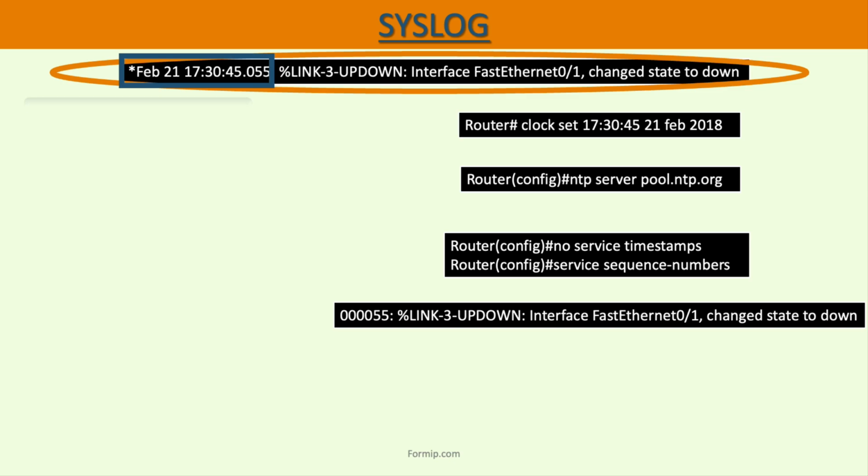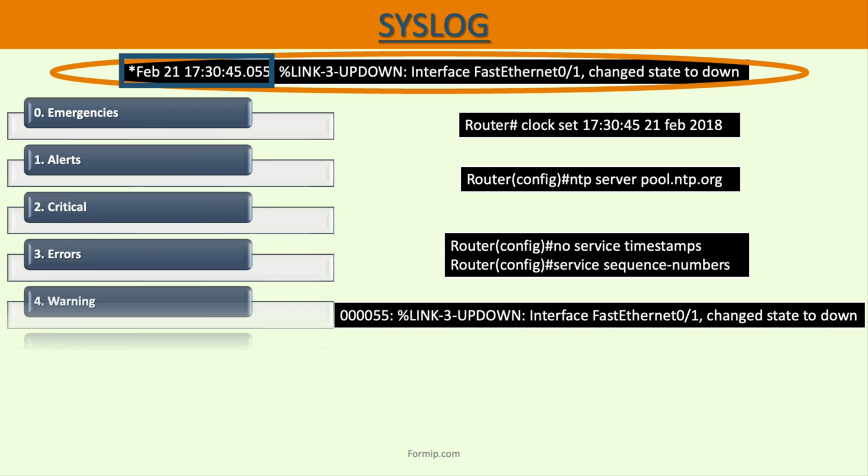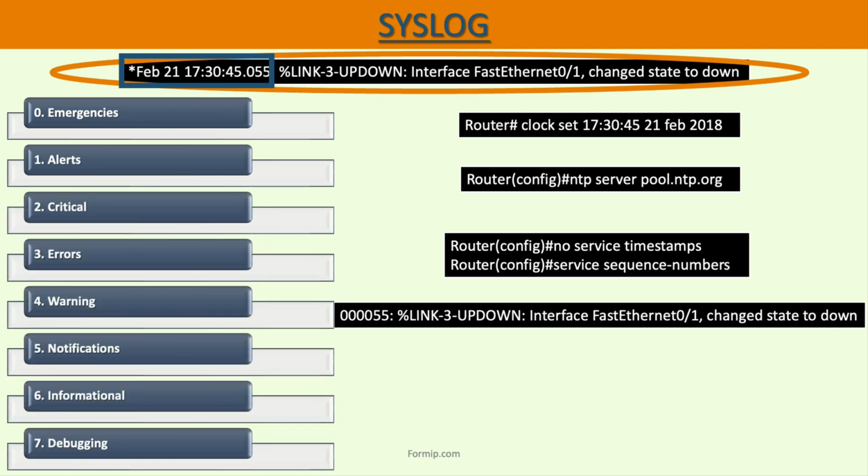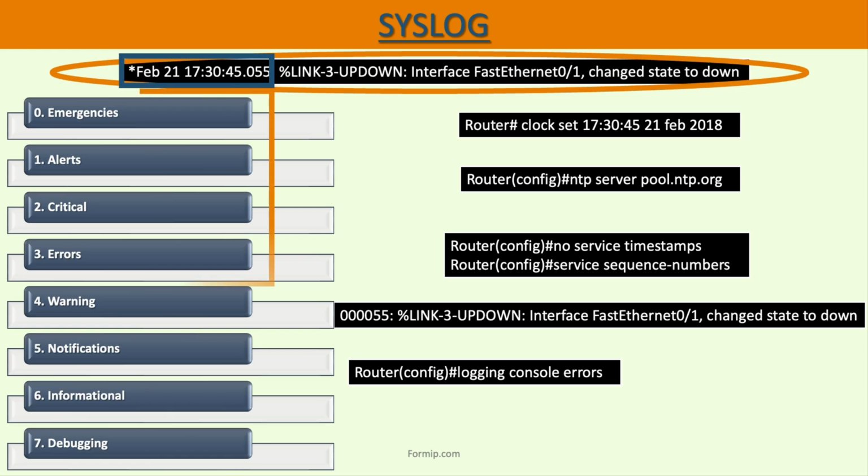In the logs, there are different levels of severity. It goes from level 0 to 7, from the most to the least critical. By default, in the CLI, all of these messages are displayed. If, for example, we want only logs from the error state to be displayed, then we will use the logging console errors command. The console will only show severity level 3 and below. That is, it will also display critical logs, alerts, and emergencies.